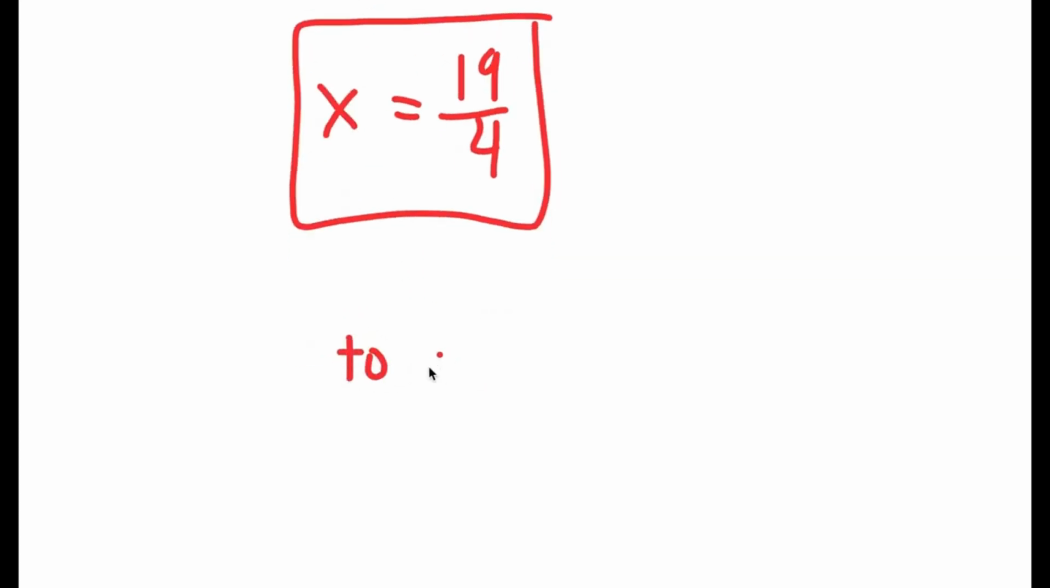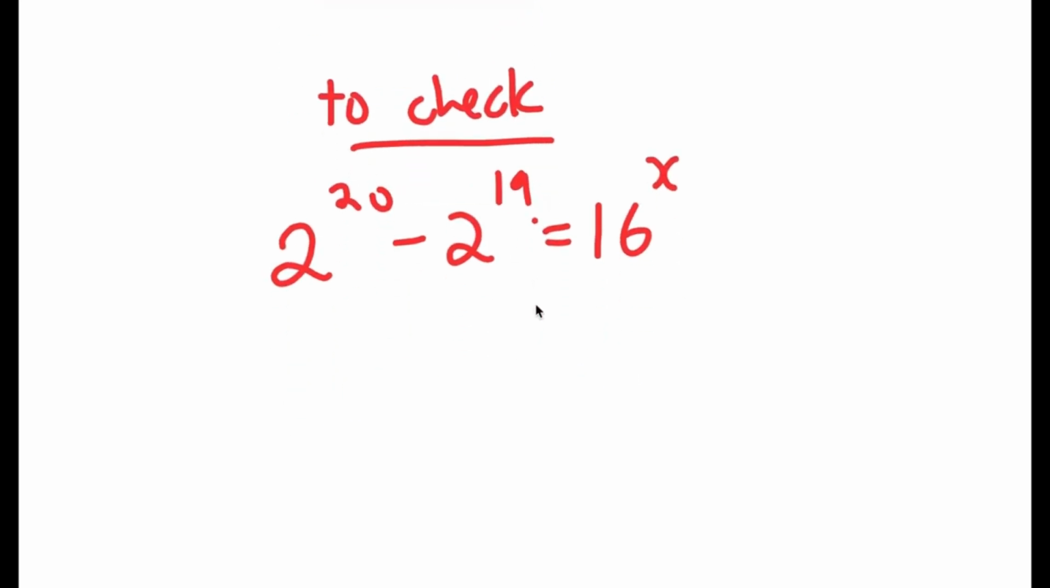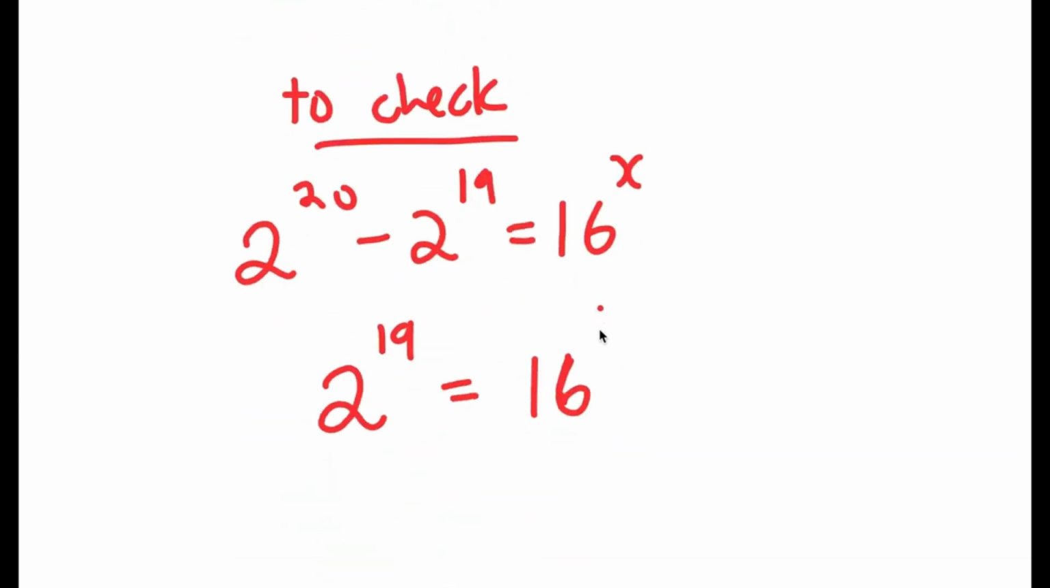Now, to check, my original equation was 2 to the power of 20 minus 2 to the power of 19 is equal to 16 to the power of x. Now, 2 to the power of 20 minus 2 to the power of 19, we already know that's 2 to the power of 19. So we get 2 to the power of 19 is equal to 16 to the power of 19 over 4.